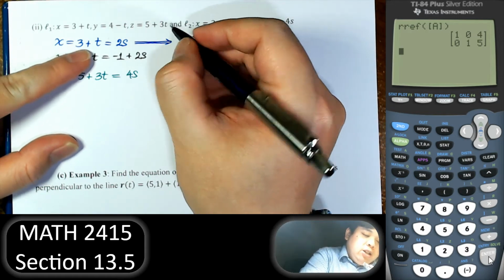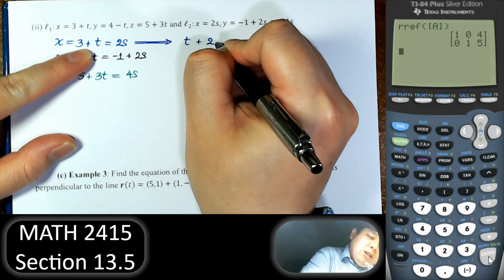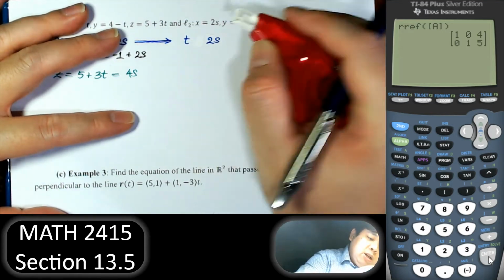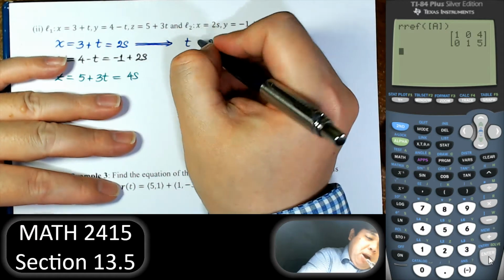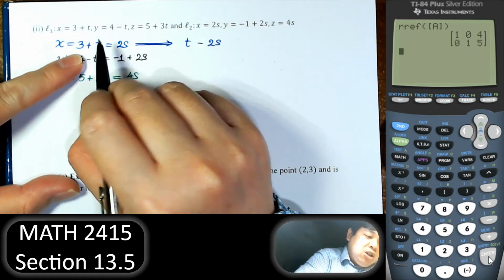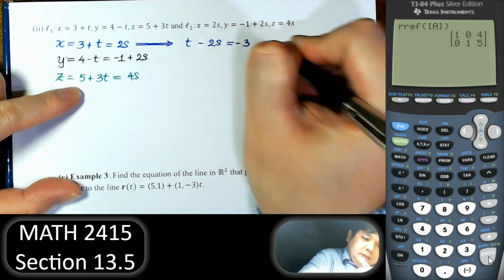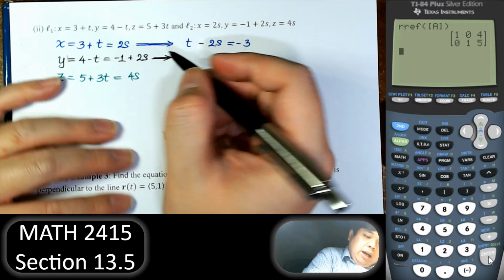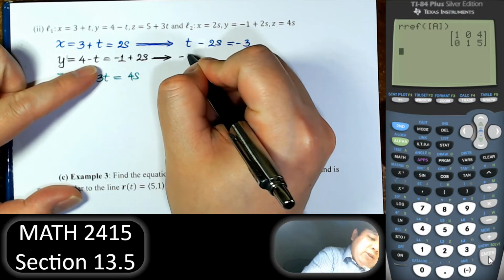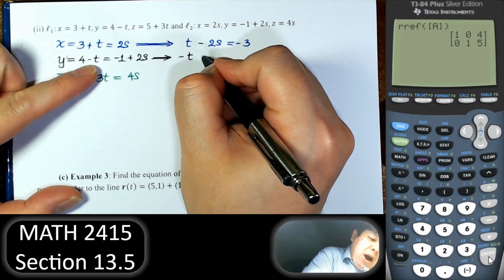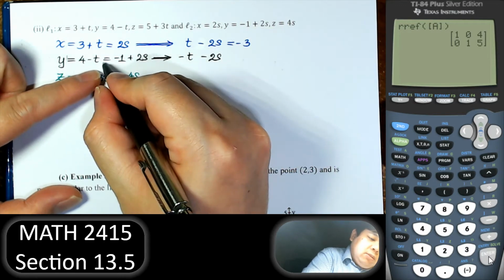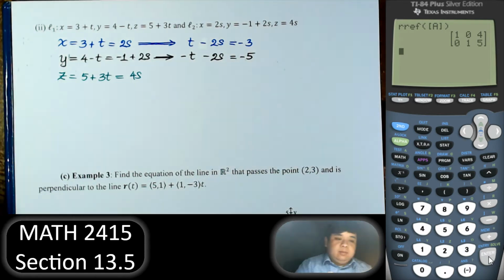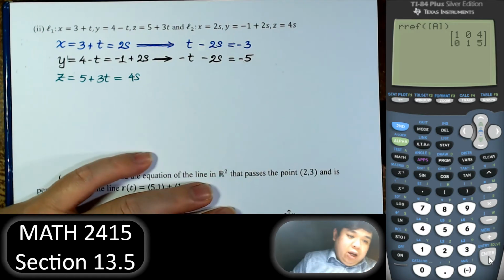Right, let's move things around. t plus 2s, to move to the other side, it becomes minus 2s. So t minus 2s equal to minus 3. And then move the 2s over, we have negative t minus 2s. Move the 4 over, it's minus 5.